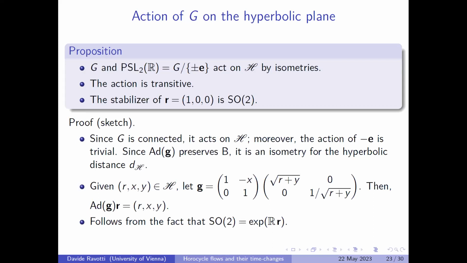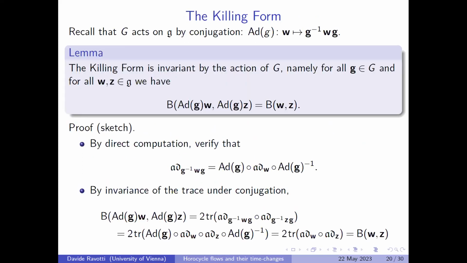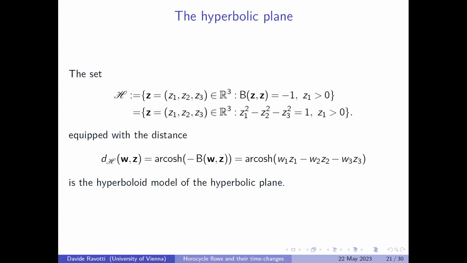Maybe let me briefly say why this is true. So G is connected. Recall that G acts by conjugation and preserves this bilinear form. And this model here was defined as vectors in R3 such that the bilinear form was equal to -1. So if I act by conjugation, I'm not changing the Killing form. So I'm still an element in here.